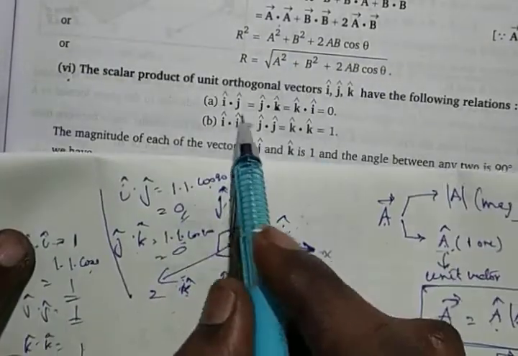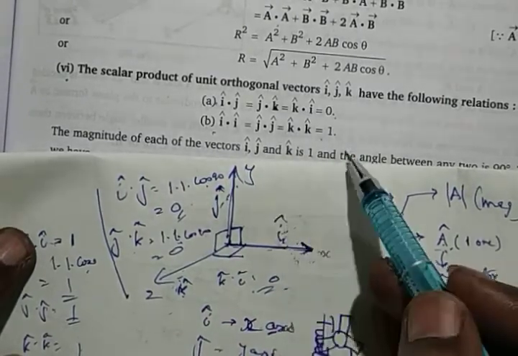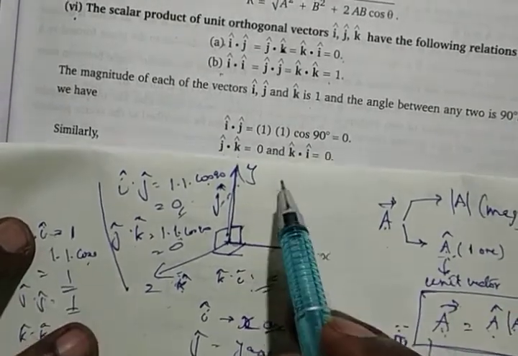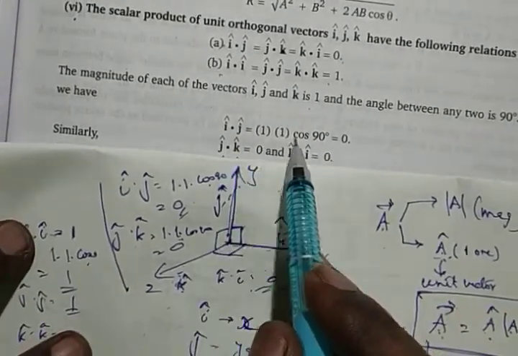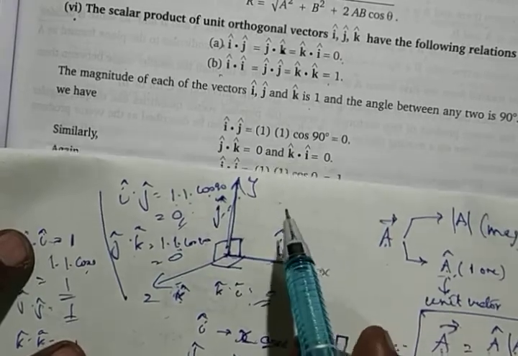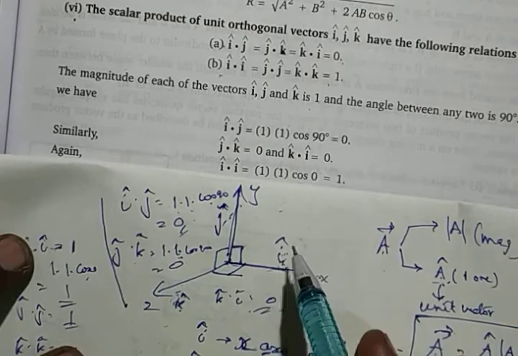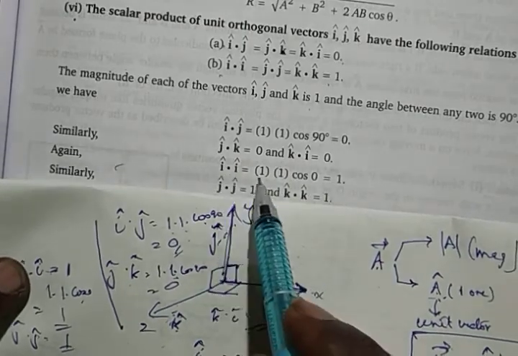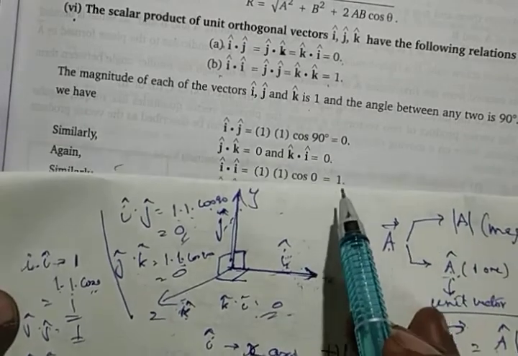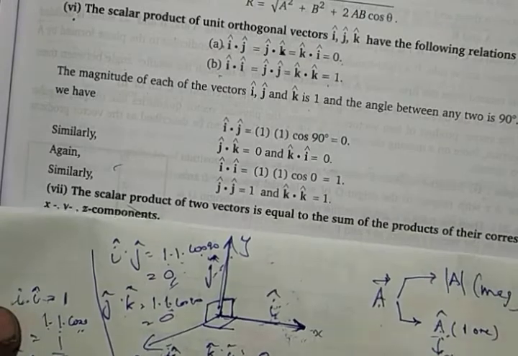That's what it is. There are two things given here: I cap, J cap and K cap. So you get the magnitude here. How did it come? It is already written here. I dot J, 1 into 1 into cos 90, which is 0. Similarly, J and K is 0, K and I is also equal to 0. But I into I, 1 into 1 into cos 0, you get 1, and similarly it is 0. Alright?